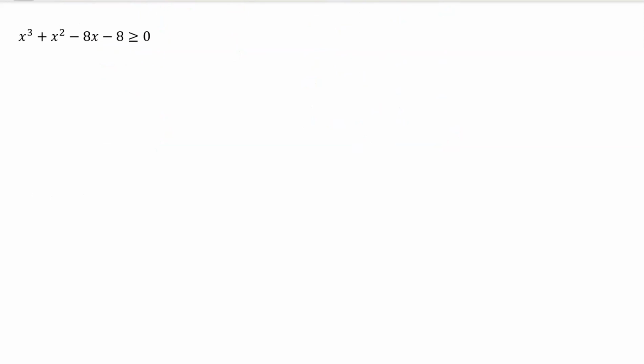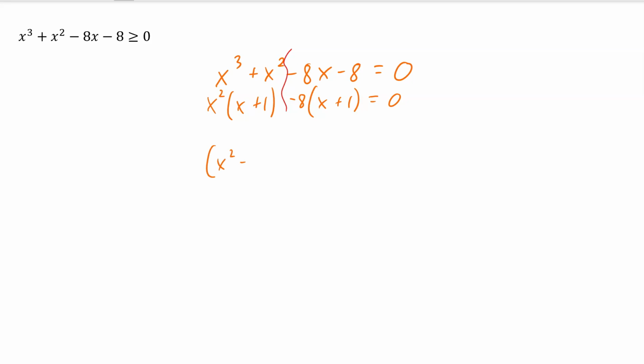To solve polynomial inequalities, I move everything to one side. Done. I find the zeros. x cubed plus x squared minus 8x minus 8 equals 0. This looks like a good factor by grouping problem. I take an x squared out of the left side, take a -8 out of the right side. It turns into an (x squared minus 8)(x plus 1) type situation. This clearly has -1 as a zero.